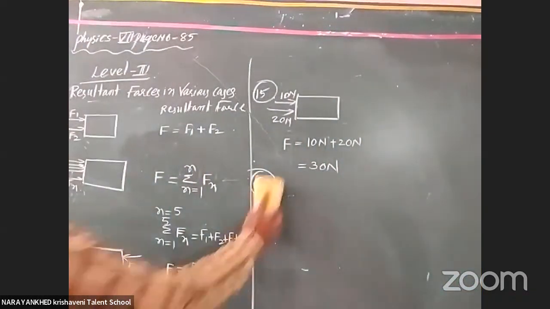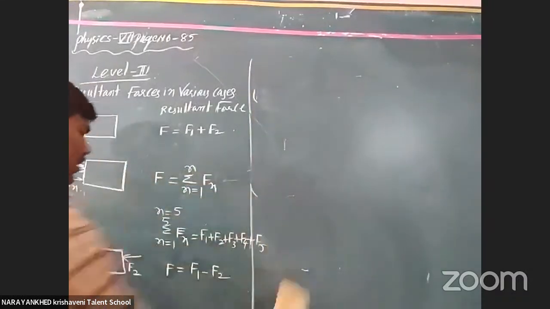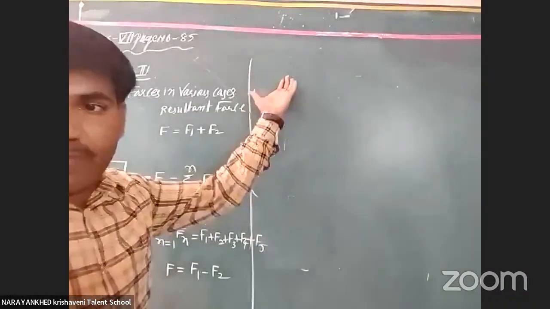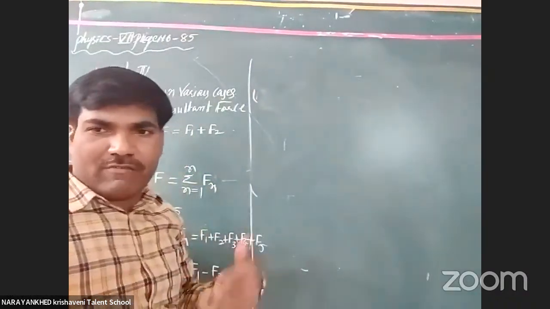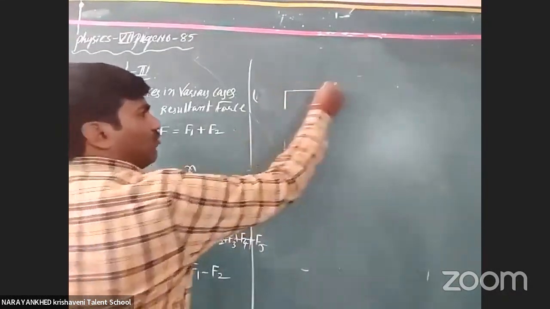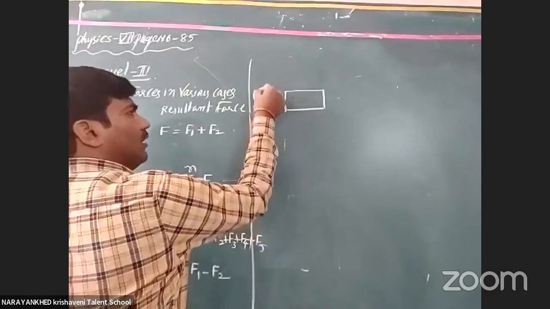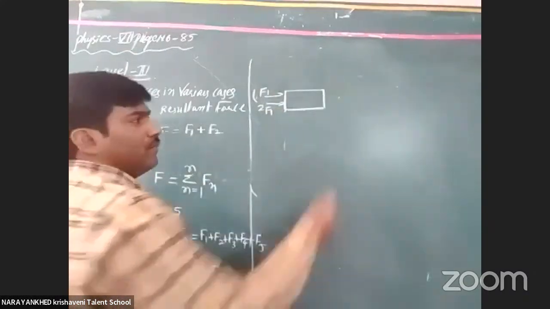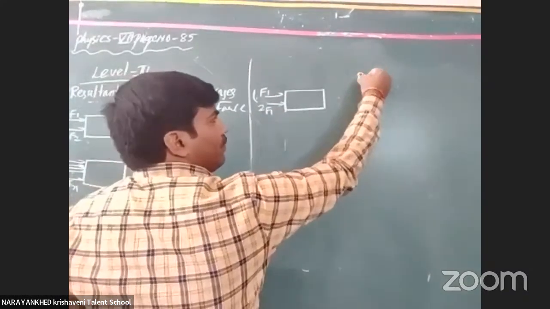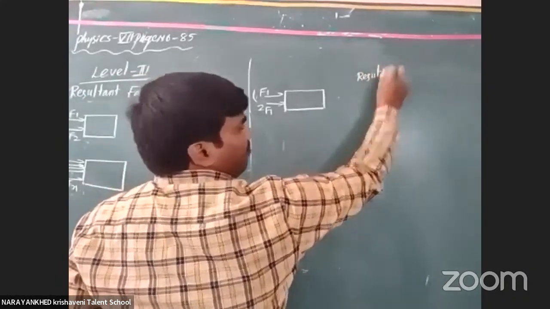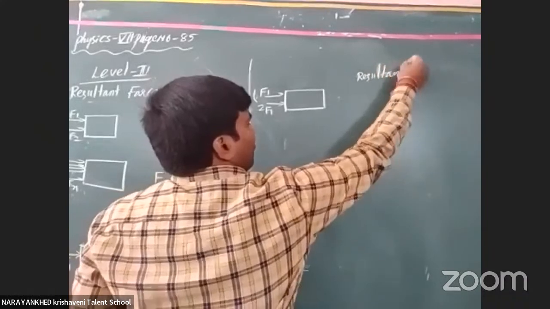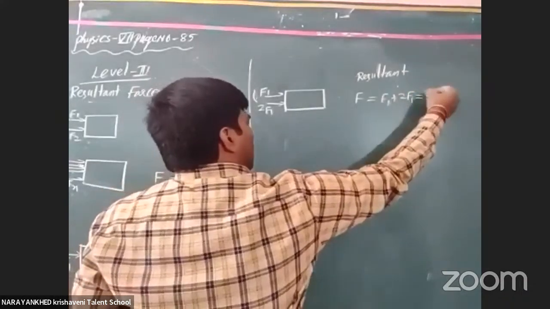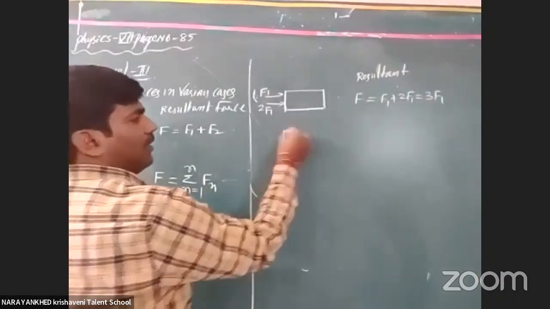Yes, some other situations also. In the place of this F1 and F2, in your problems they give numbers. Sometimes they are not given numbers. In this particular situation also, there is F1, another one is 2 into F1. What is the resultant? Hence F is equal to F1 plus 2F1, that is equal to 3F1.